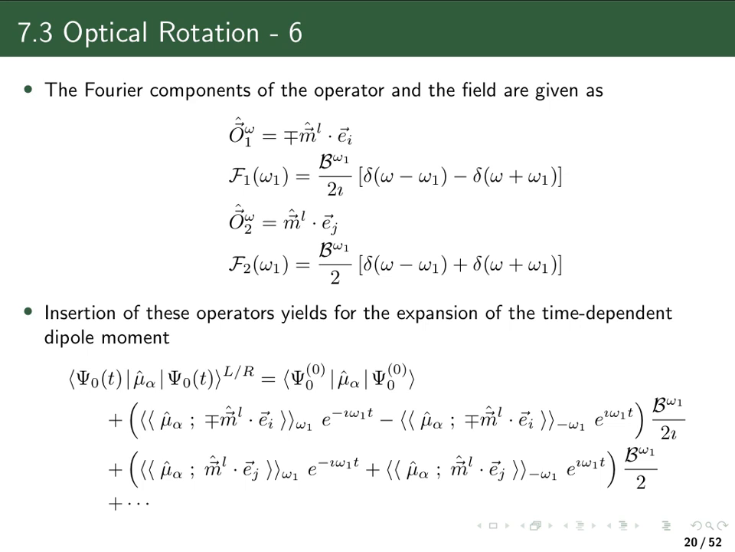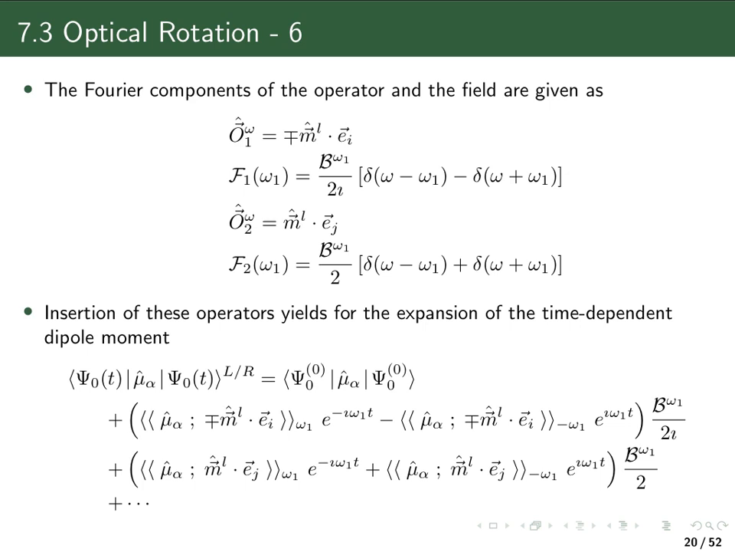Now, inserting these perturbation operators in these expressions for the fields in our normal time-dependent response theory expansion of a time-dependent expectation value, we get the time-dependent expectation value in the presence either of left or right circularly polarized light. So in principle, it's two equations, but I combined them here in one. And the upper signs are always for the left and the lower signs are for the right one. So it's the permanent electric dipole moment.